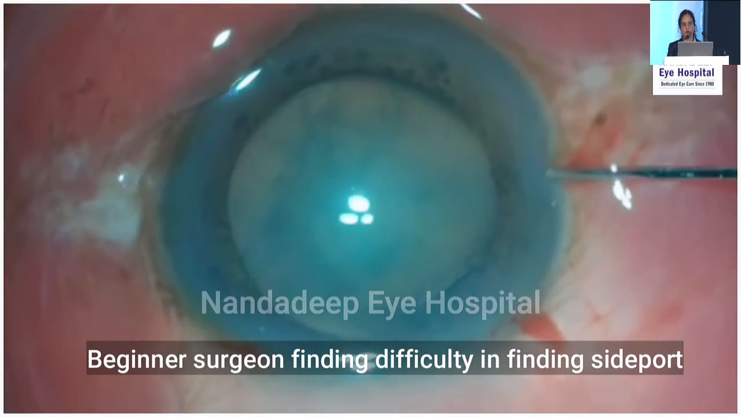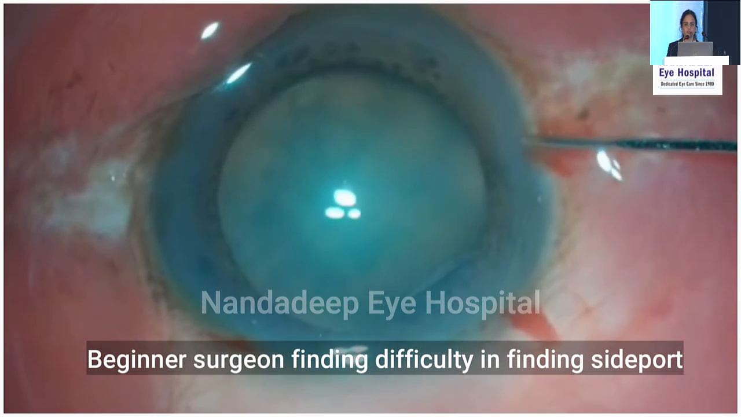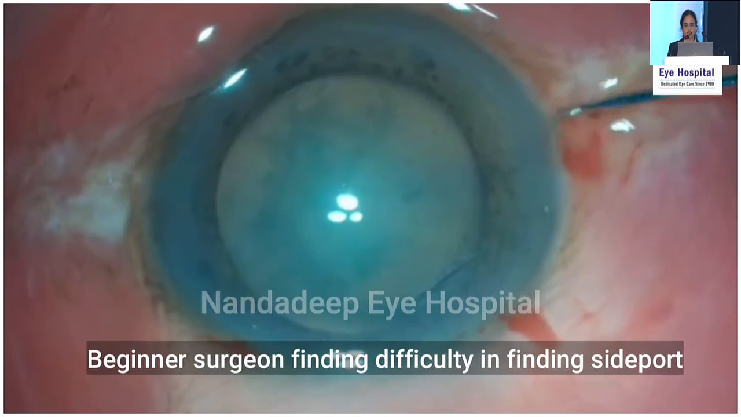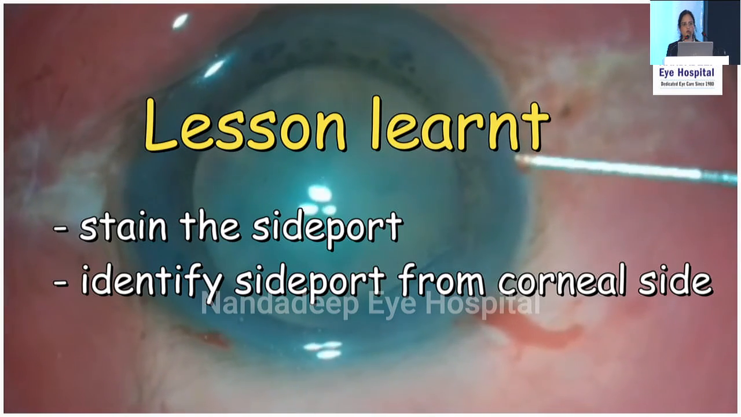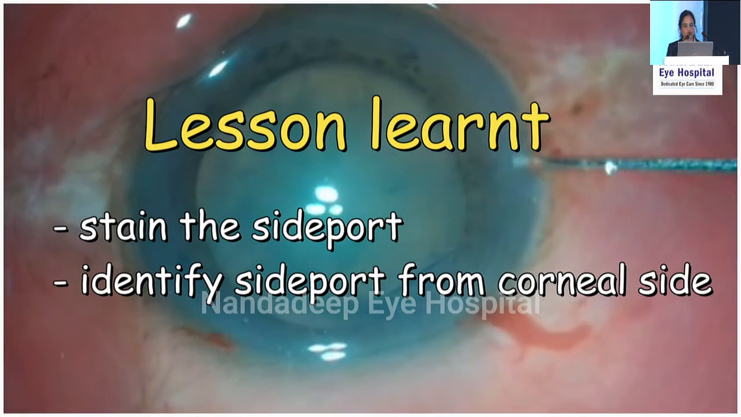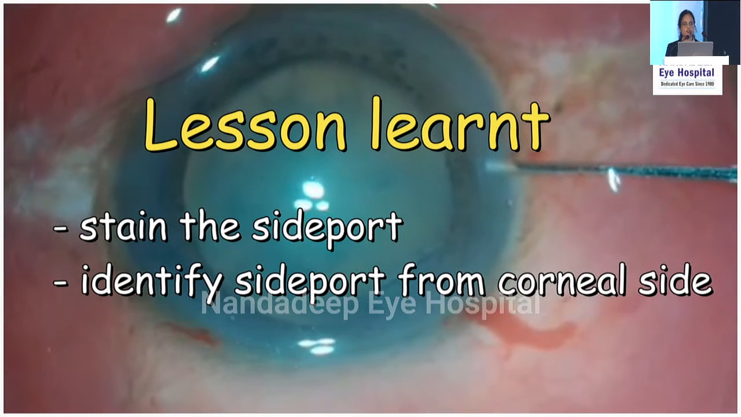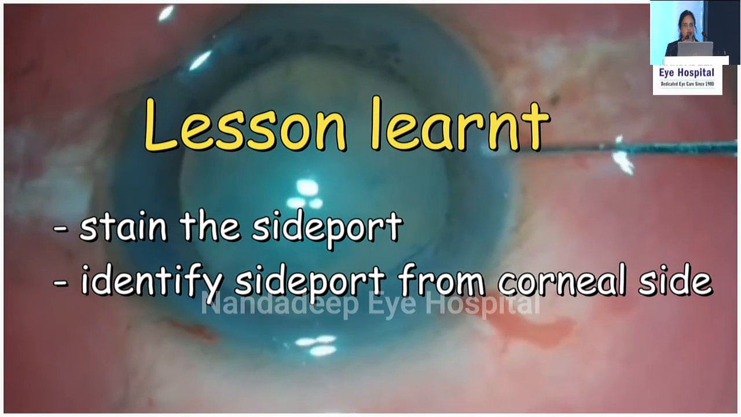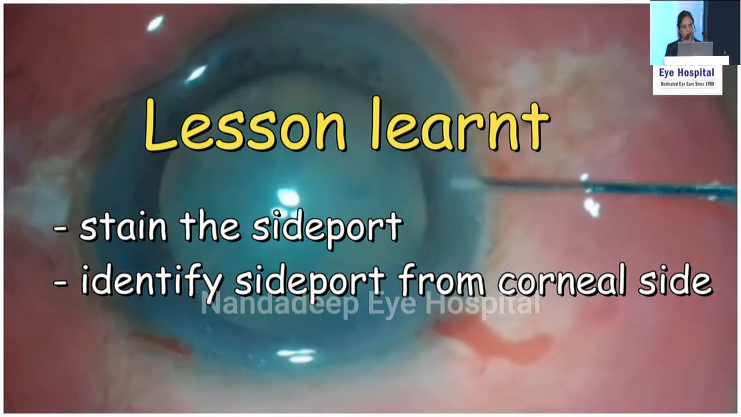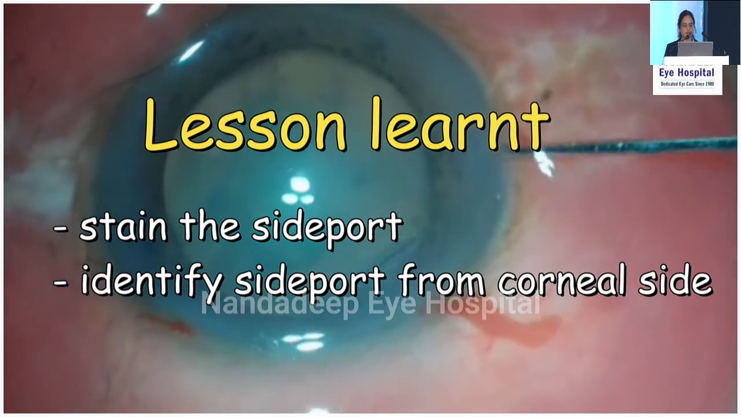This is another common issue seen in beginner surgeons in the first 20 cases, that they are not able to find the side port. So what you can do is that you can stain the side port before, and also identify the side port from the corneal side and respect that three-dimensional structure. After the Descemet membrane, dip the instrument rather than going just straight inside.